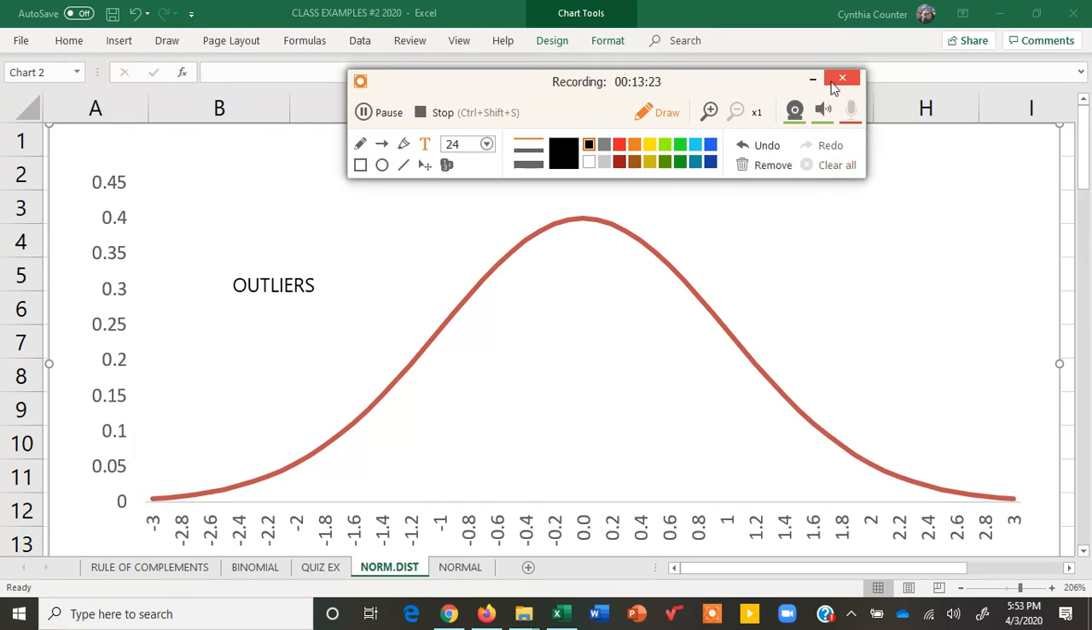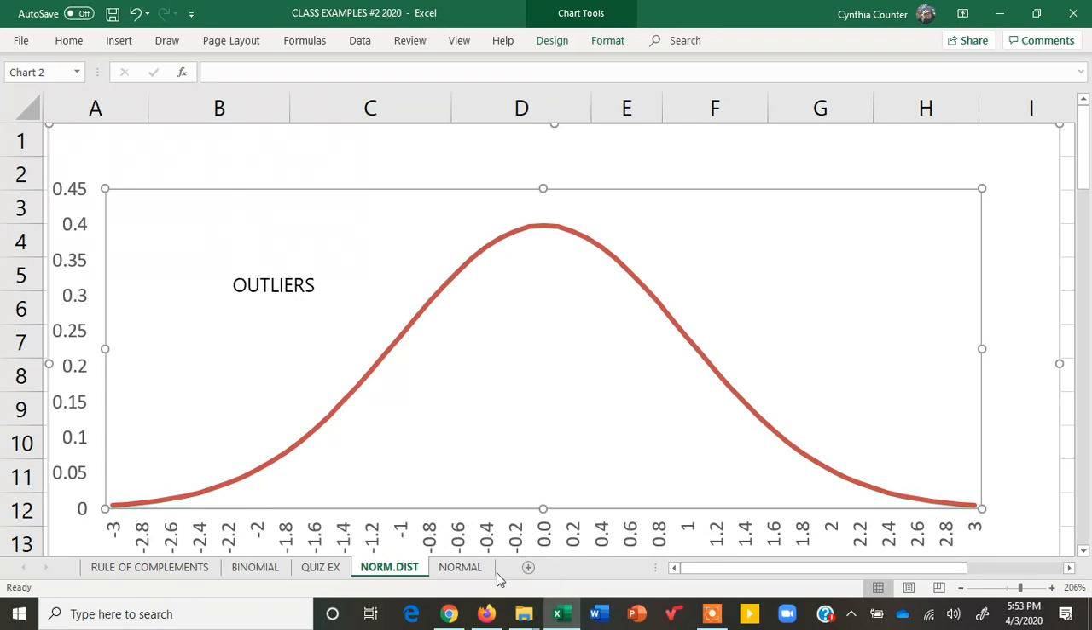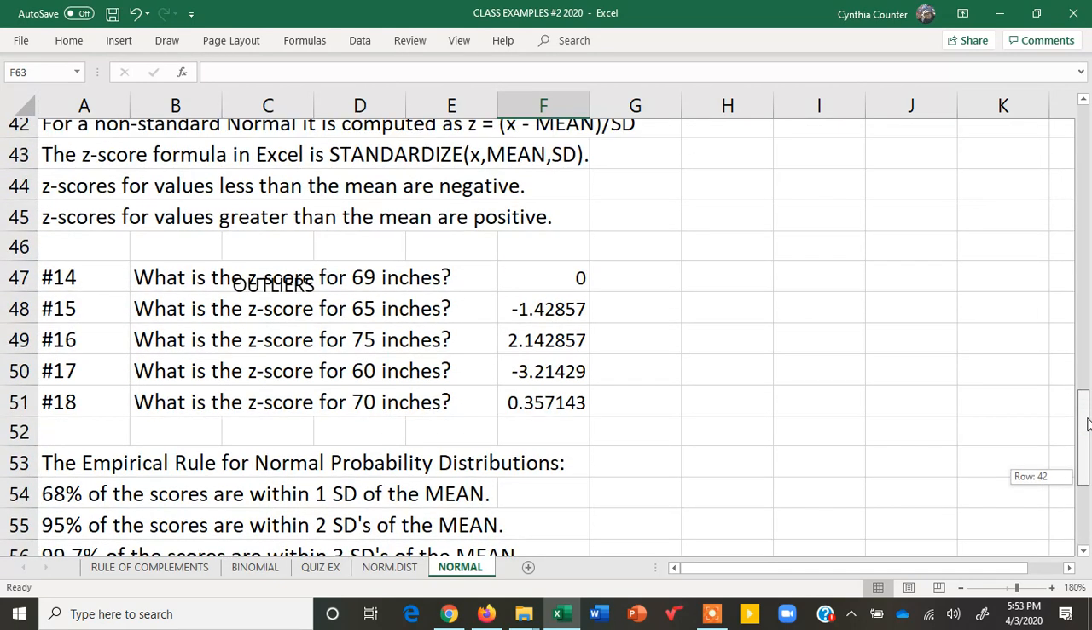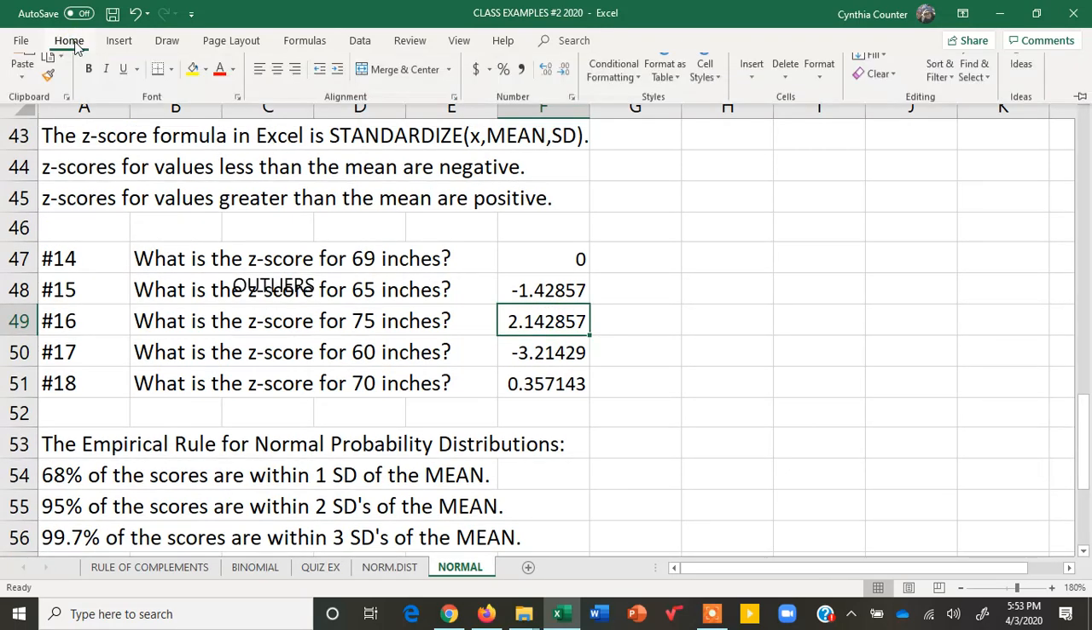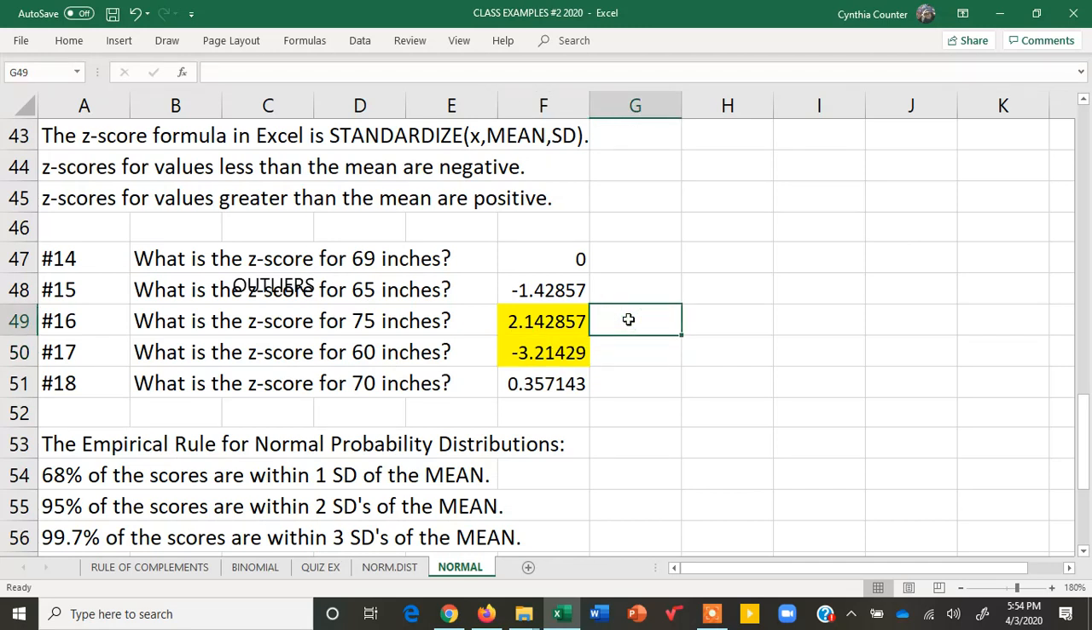Let's now go back and look at the problems we were doing earlier, where it says, which of the above z-scores denote unusual scores and which denote outliers? So if we go over here, we see that this score, the one that is more than 2 standard deviations from the mean, that score for 75 inches, is considered an unusual score. This score here is also more than 2 standard deviations from the mean, so that's also unusual. So both of these are unusual. Furthermore, this one here, the negative 3.21, is more than 3 standard deviations from the mean, so that is an outlier.